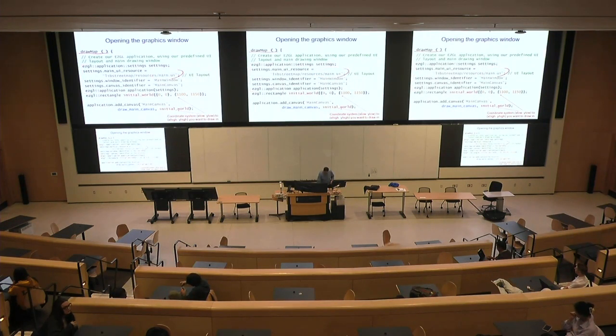This code is not such boilerplate. This code is basically creating a coordinate system. I've created a rectangle from x equals 0, y equals 0 to x equals 1100, y equals 1150, and I've said that's my coordinate system. So for the part of the graphics window I'm going to draw on, that's the coordinate system I want to use.